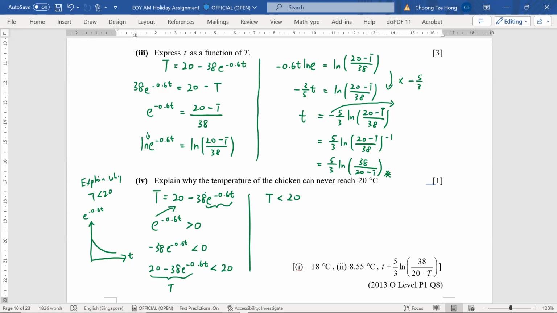So you can conclude, hence the temperature of the chicken can never reach 20 degrees C. Not a typical question, and a lot of times students are afraid of explaining type of questions, but do try more of such questions and you will get more confident in it. All right.